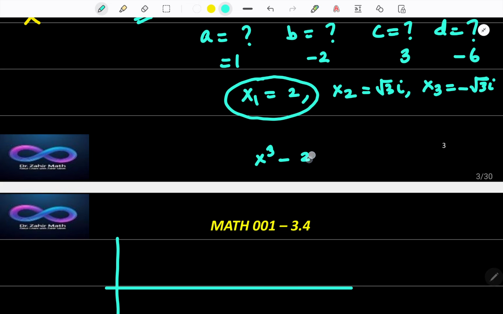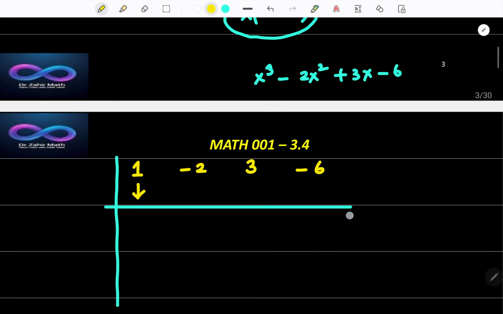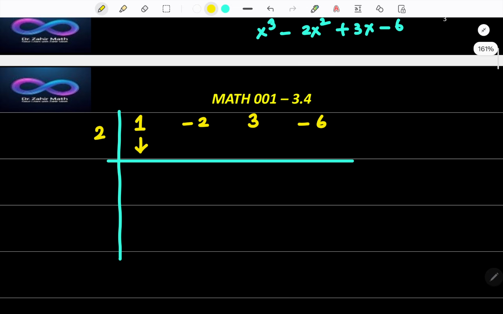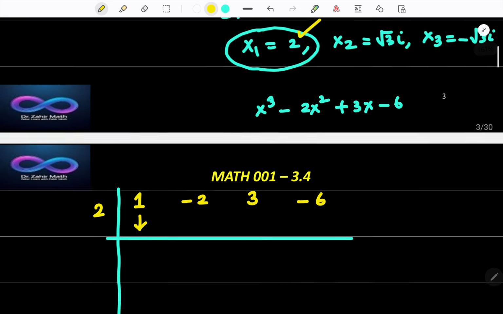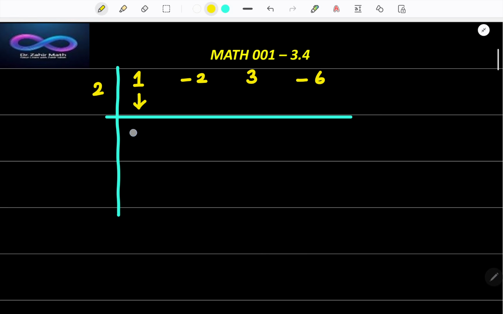X cube minus 2x square plus 3x minus 6. Right. So let's start with the coefficients, which are 1, minus 2, 3, minus 6. Now which one? The positive root, which is 2. Not positive, real root you can say. 2. Negative root also you can take. Why don't you take this root? Because you will make mistakes when you take complex roots. Keep in your mind.